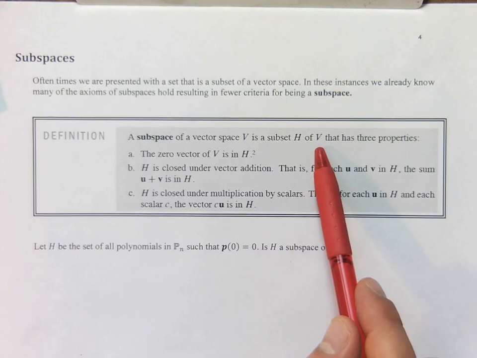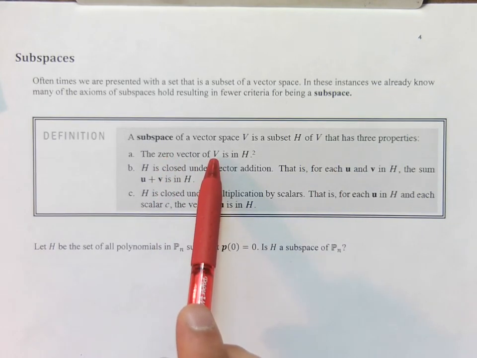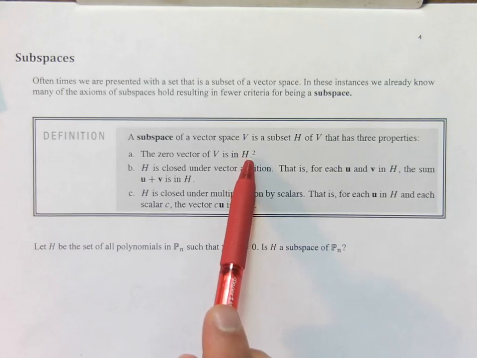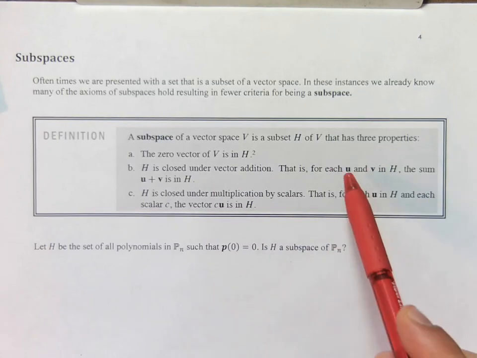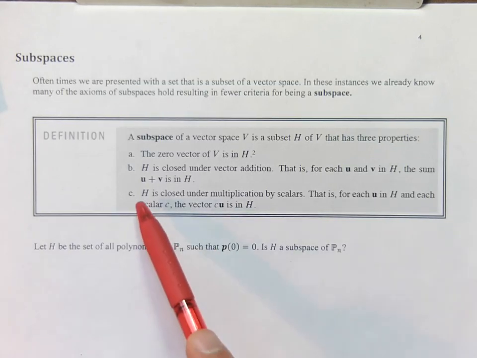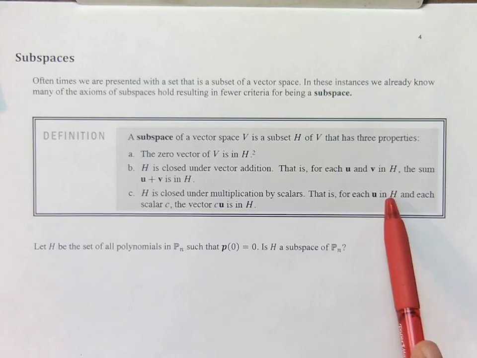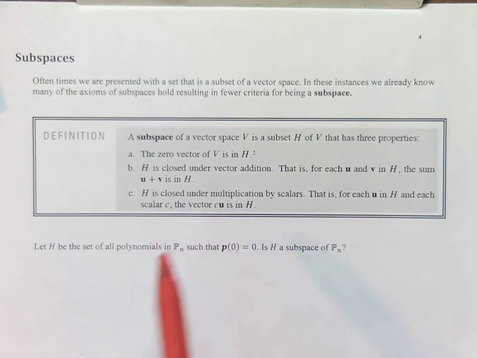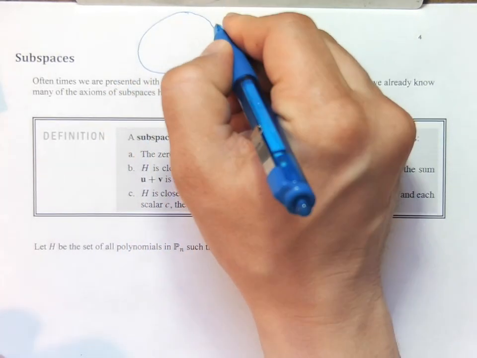And so since we know most of them hold, we just need to show that the 0 vector of the larger space is in the smaller space, that the smaller space is closed under addition. In other words, when you take 2 elements in the smaller space, you should be able to add them together and stay in the smaller space. And it needs to be closed under scalar multiplication. So you take a random vector in the smaller space, and when you multiply it by a scalar, it should stay in there. So the idea is we have some larger vector space.